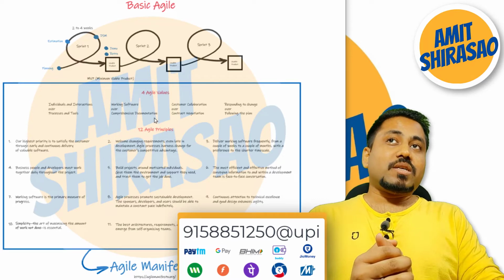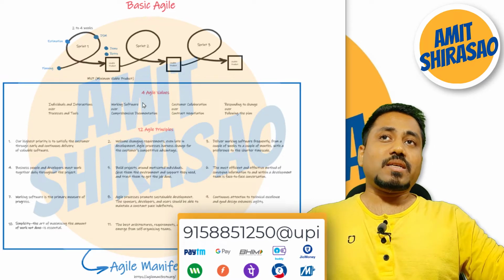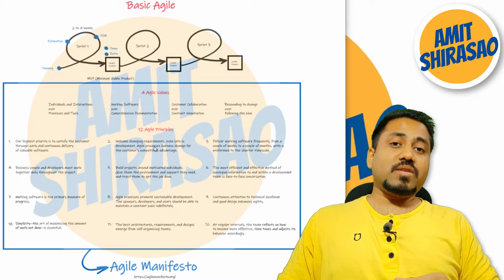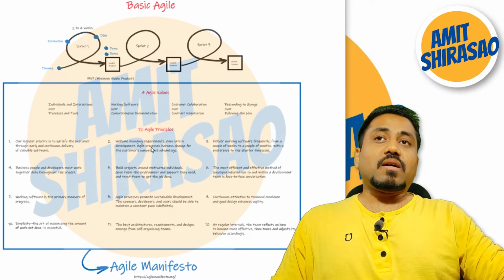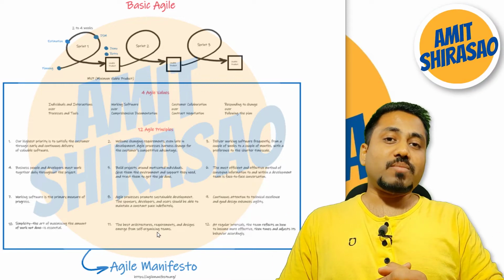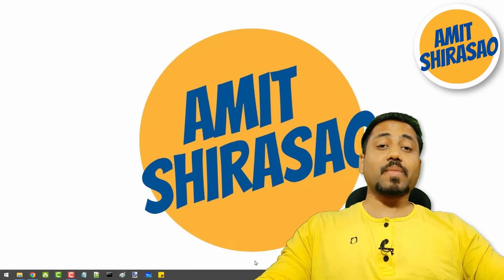The next stage is, of course, that in basic agile there are 4 values. You can go through them, or you can refer to my earlier video on it. And these are the 12 principles in agile. You can also go through them or refer to this video.